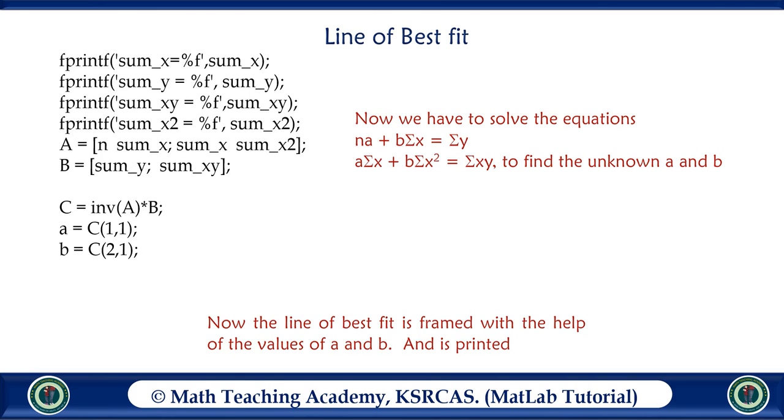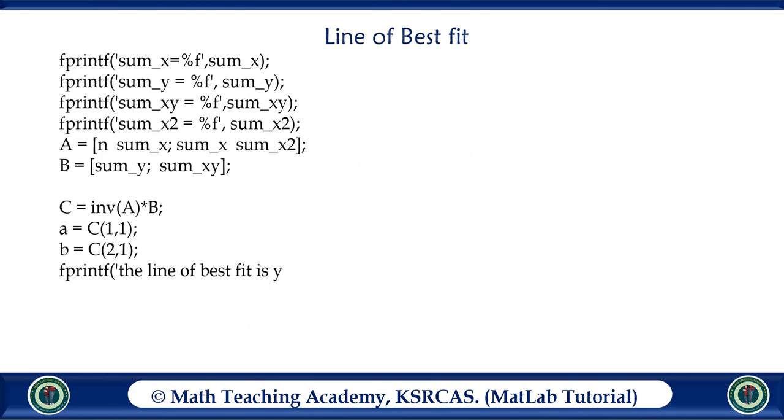Now the line of best fit is framed with the help of the values of small a and small b and is printed with the help of this command fprintf. The line of best fit is y is equal to percentage f x plus percentage f, comma a comma b semicolon. This command will display the text "the line of best fit is y equal to" on the screen, and then in place of percentage f the value of a is printed, and then x stands as it is, and plus stands as it is, and then in place of percentage f the value of b is displayed.